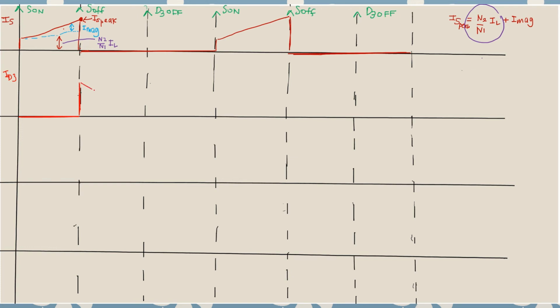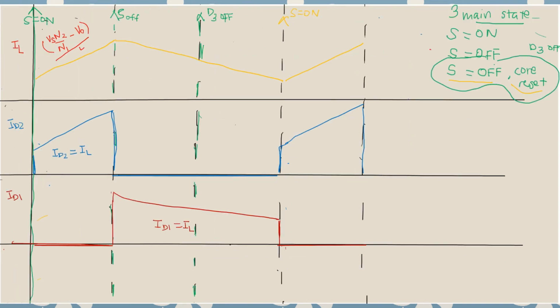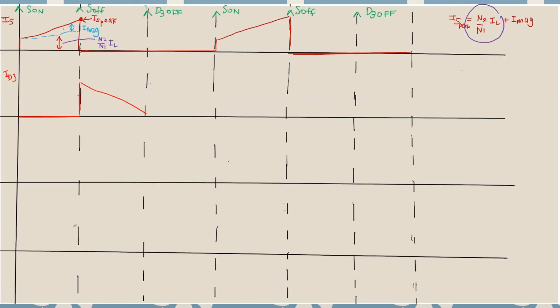ID3 is only on at this state. But when it reaches the core reset, the ID3 is off. So at the core reset here, ID3 is off, yeah. So it's off, and of course it repeats again.